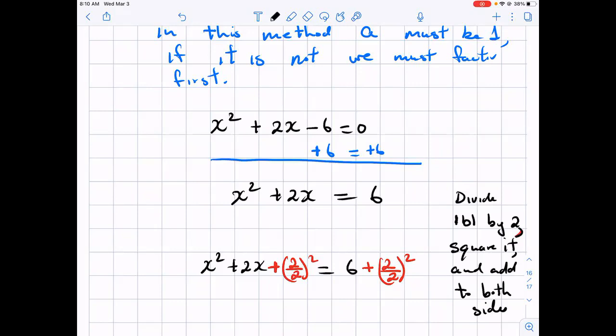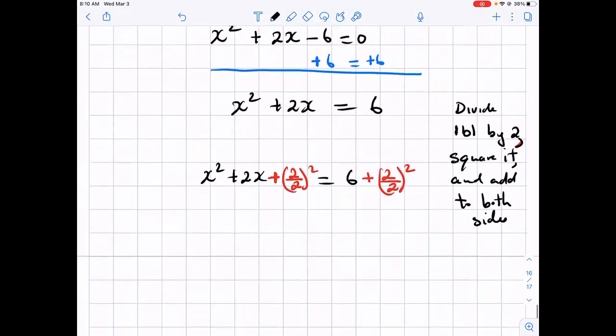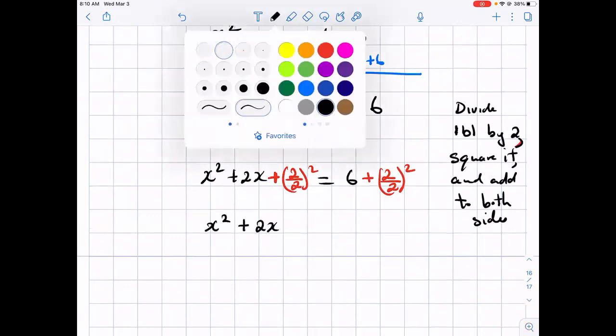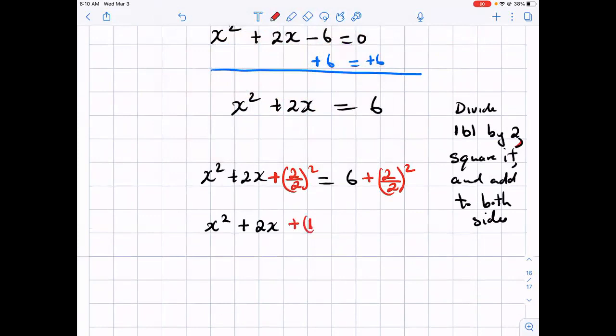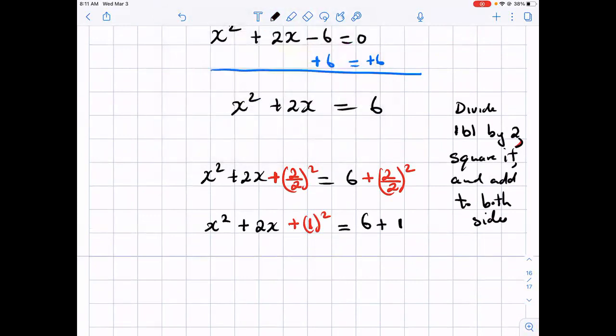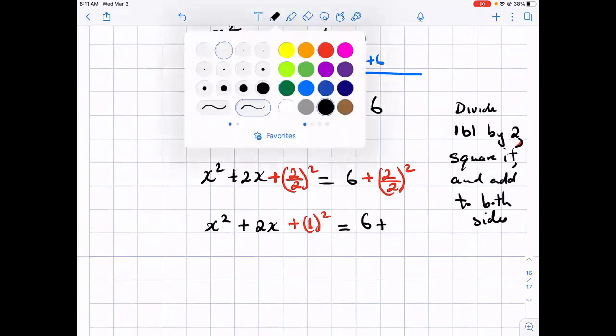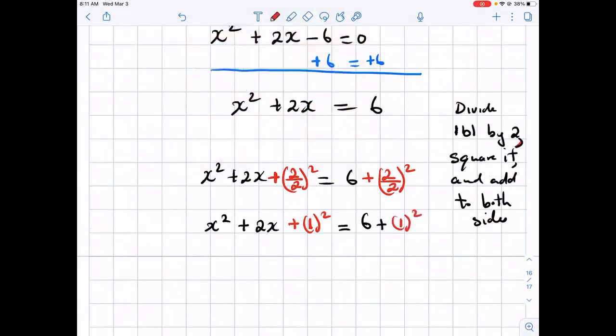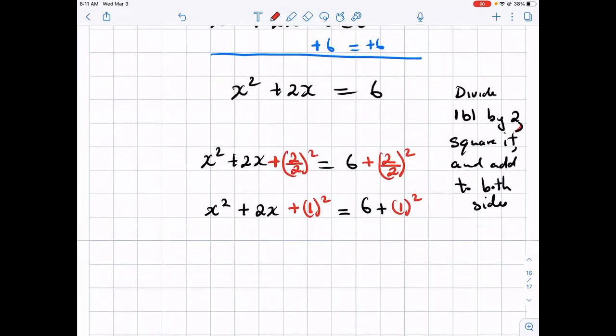So by doing this, we now have x squared plus 2x plus 2 divided by 2 is 1, and I'm not going to write 1. I'll leave the square there. And that's equal to 6 plus 1 squared. Okay, so that's what we have so far, right?